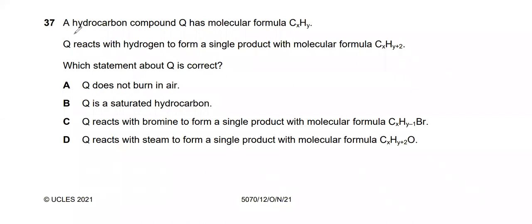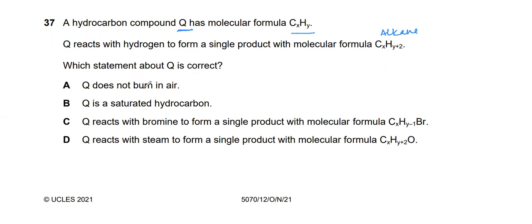Moving to question number 37, a hydrocarbon compound Q has a molecular formula CxHy. It's a hydrocarbon. Q reacts with hydrogen to form a single product with a molecular formula CxHy+2. So this is indicating it is an alkene, because alkenes react with hydrogen to give alkanes. Which statement about Q is correct?